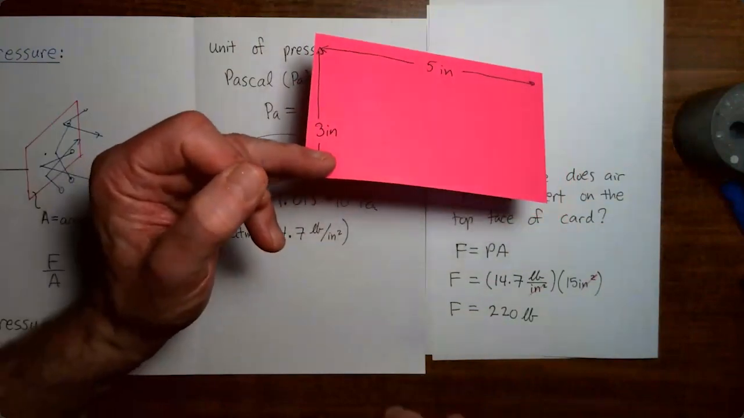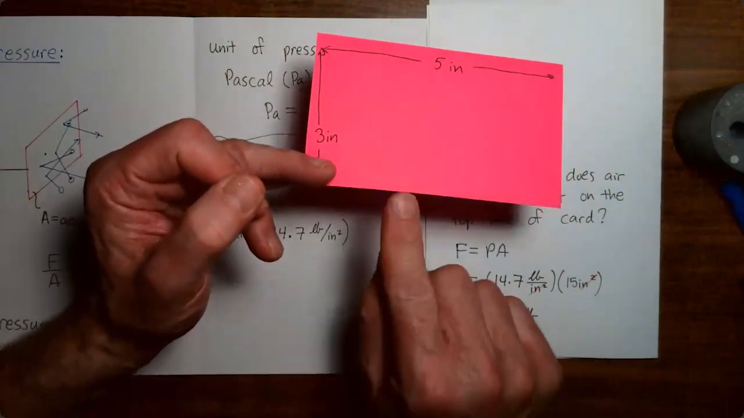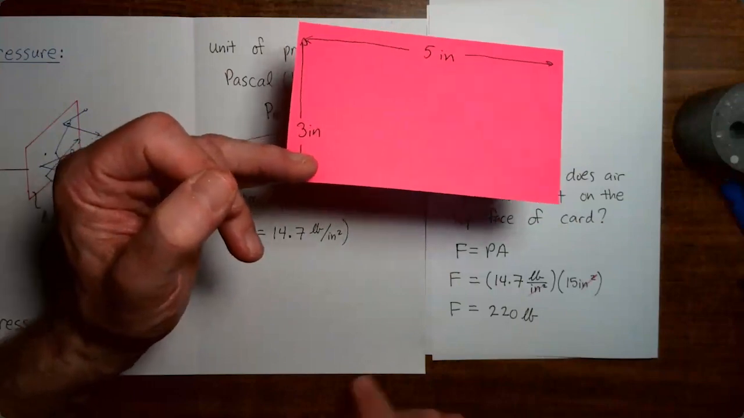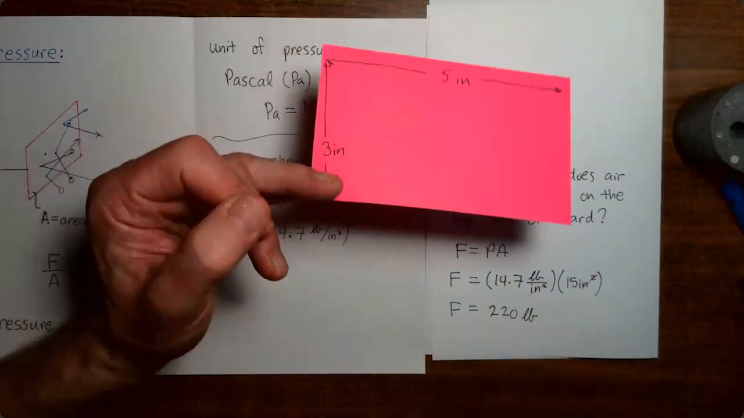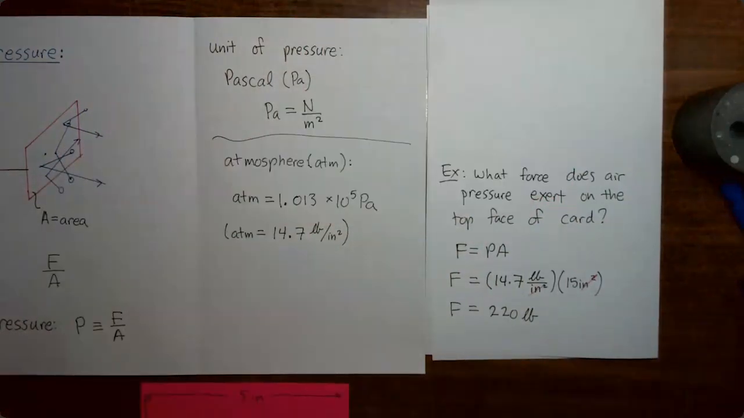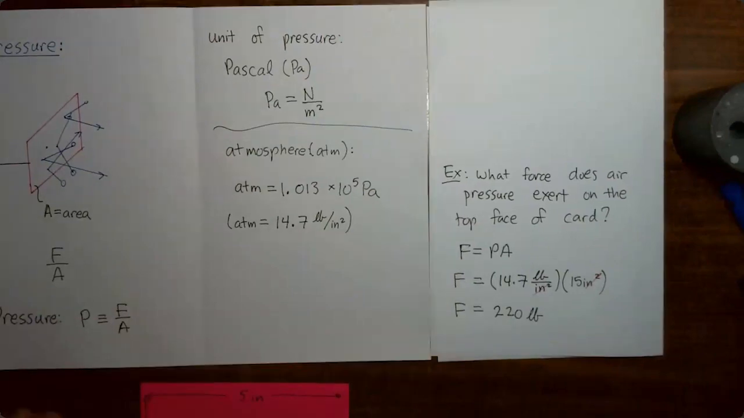So all I'm really doing is supporting the card against the downward pull of gravity, which of course is nothing like 220 pounds. So now I have given you a brief introduction to density and pressure. So in the next video, we can use those concepts to begin developing our understanding of fluids.